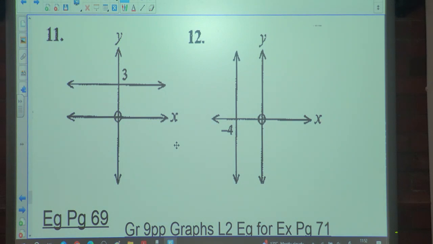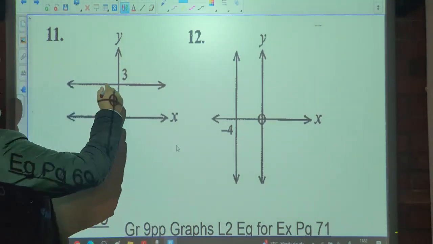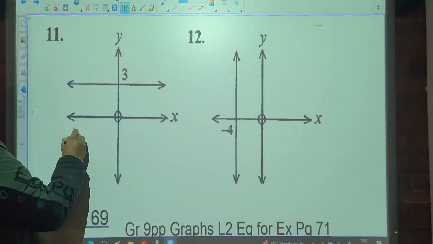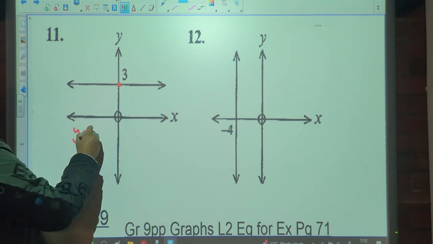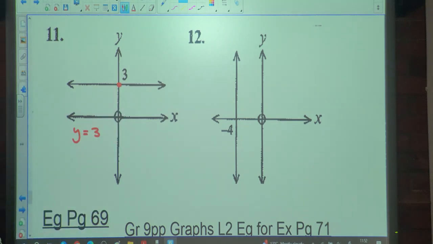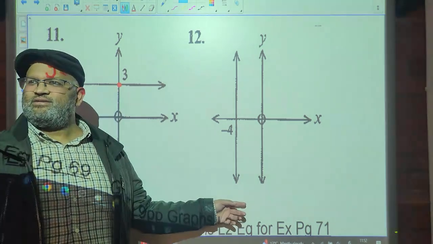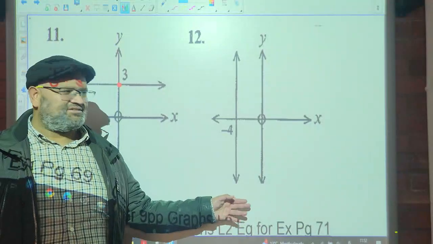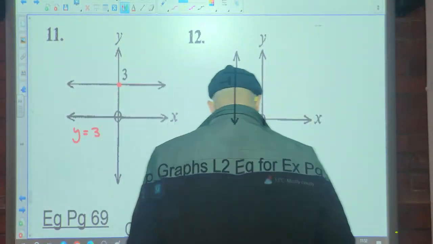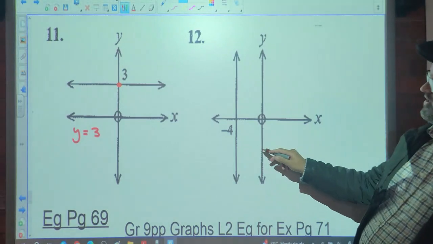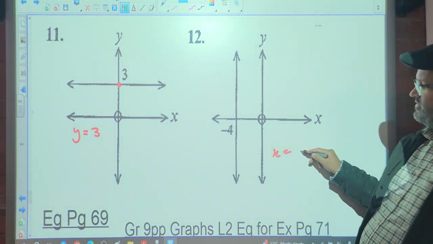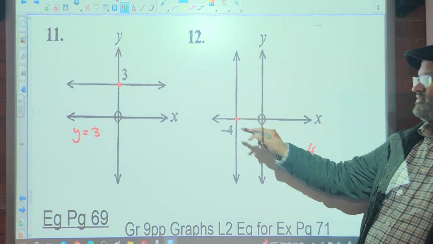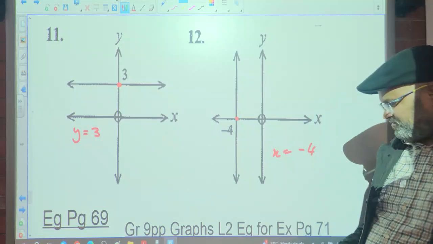Right. People, number 11. Would we have a gradient here? No, it's parallel to the x-axis. So what's the equation here? y is equal to 3. Do you have a gradient here? No, it's an undefined gradient. There's no gradient. But what's the equation here? x is equal to -4. Okay, that is simple.